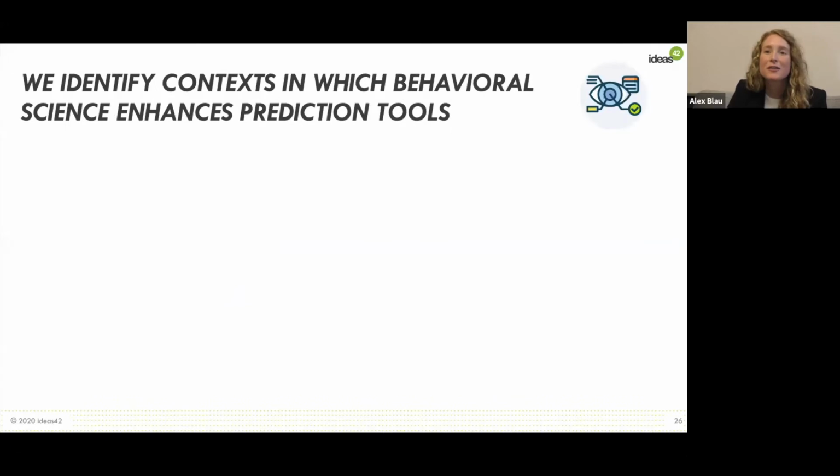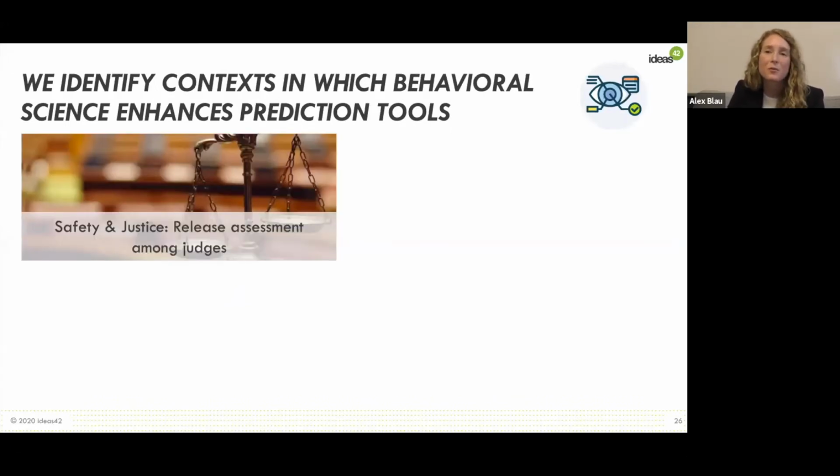So what are some examples of this in our real work? Well, we already spoke about in the safety and justice portfolio how we think about release assessment among judges. And in that case, our teams have worked with judges to think about how we could present information to them based on the algorithmic decision about whether or not to release someone on bail. But ultimately, it's up to them to make the decision about whether or not to use that recommendation.